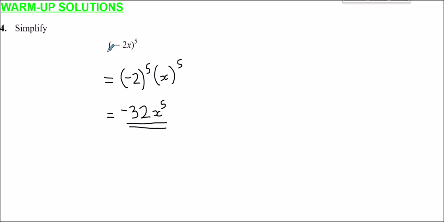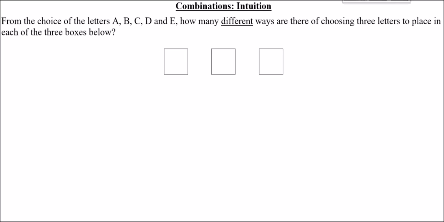So now let's move on and discuss Pascal's triangle with a bit more depth. Before we do that, just returning to combinations for a second. So imagine now we had a choice of the letters A, B, C, D and E. How many different ways are there of choosing 3 letters to place in each of the 3 boxes below? I mean, picking 3 letters, but also where the order of those letters within these boxes is also relevant and important. So the order matters as well.